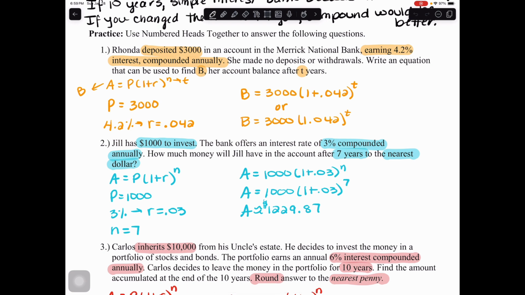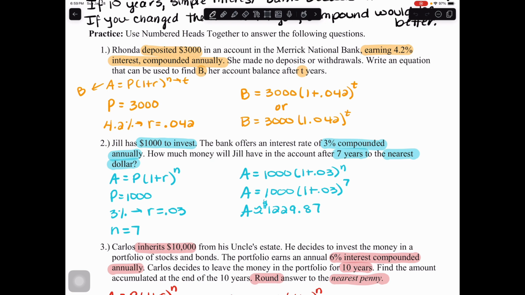In number 1, Rhonda deposited $3,000 in her bank. She earned 4.2% interest, and it very specifically says compounded annually. She made no deposits or withdrawals. Write an equation that can be used to find B, her account balance after T years. So I wrote down the original formula that we're supposed to know. A equals P times 1 plus R to the N. And then I tried to show you that here, we're going to say B instead of A, and we're going to have T instead of N because of the way they wrote the problem.